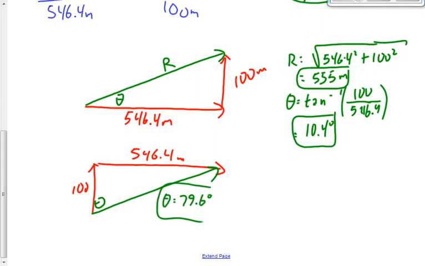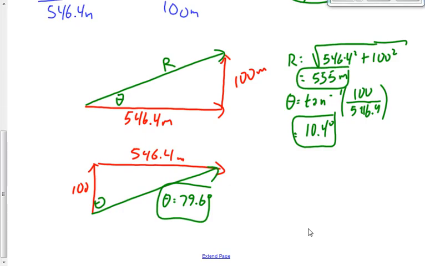Now I do want to give you another example for you to work on here at your desks in just a moment. But before I do that, I want to teach you one more small thing that we're going to add to this. And that is our frame of reference. What does this 10.4 mean? What does the 79.6 mean? I gave you a little bit of an analogy the other day to show you how you can have 2 different answers for direction that are correct.